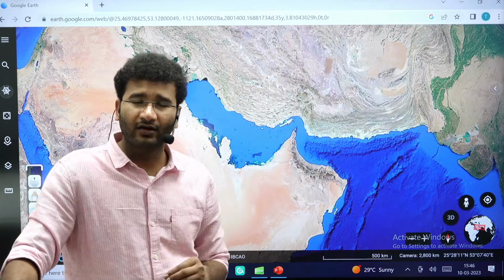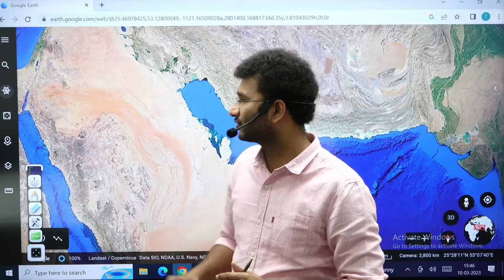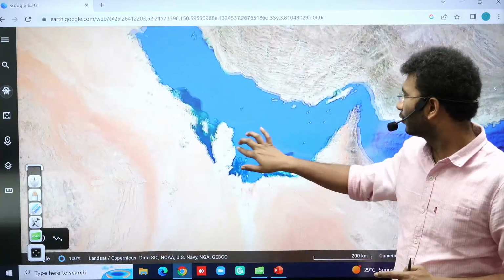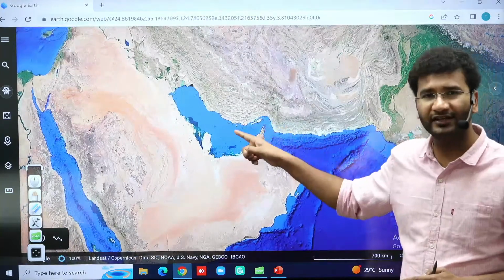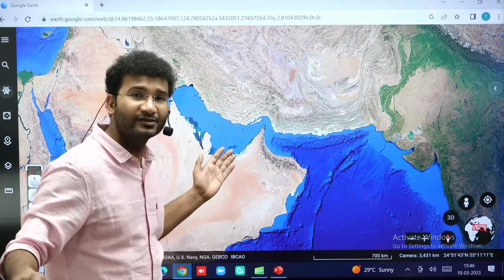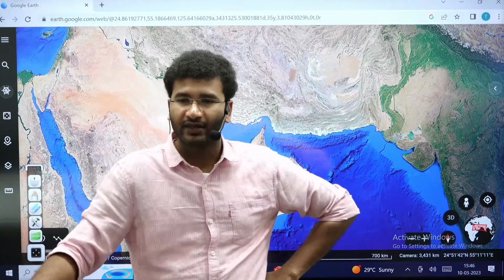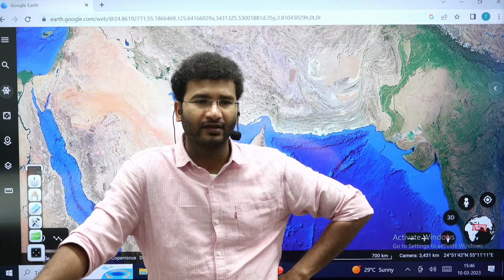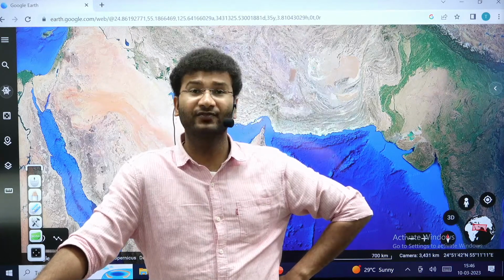And you know that world's richest oil is also obtained from the same region, right? India imports 70% of its oil from this region. Now, why is so much oil present in this region? It is because this is a continental shelf area. But why do you find much of the oil present in the continental shelf area? You have to know the reasons for this as well.